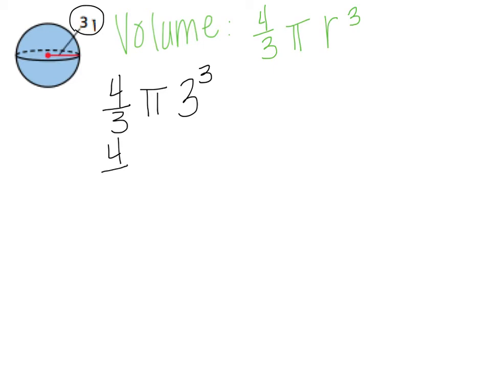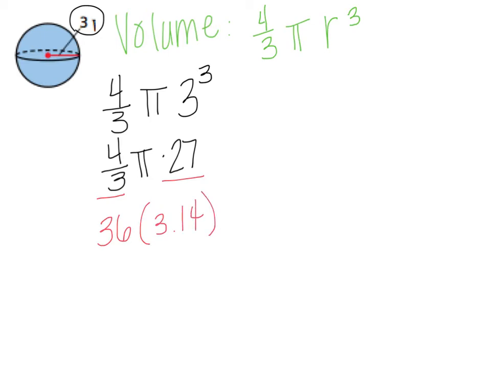Let's rewrite this as 4/3 times pi, and 3 to the 3rd power is 27, so we can say times 27. Then I'm going to multiply 4/3 and 27 together. And when you do that, you get 36 times pi, and we're going to use 3.14 for pi. Let's round to the nearest tenth. So you should get something around 113.0 units cubed.